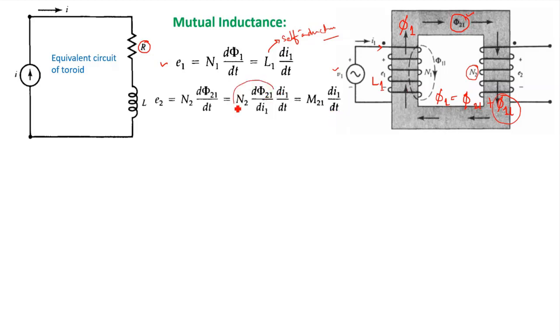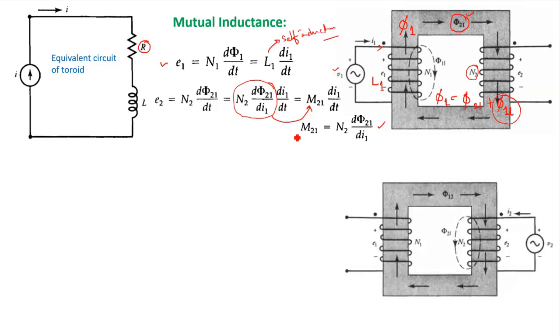So M21 is equal to N2 into d phi 21 by di1. This M21 is known as the mutual inductance, the mutual inductance of coil 2 with respect to coil 1. It is the rate of change of the portion of flux linking coil 2, which is produced by coil 1, with respect to the rate of change of current passing through coil 1, right? So now this is your M21.